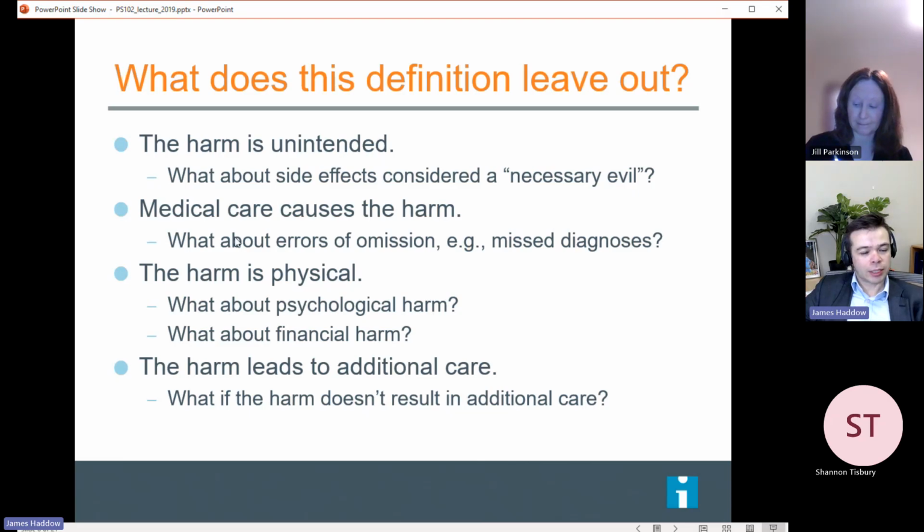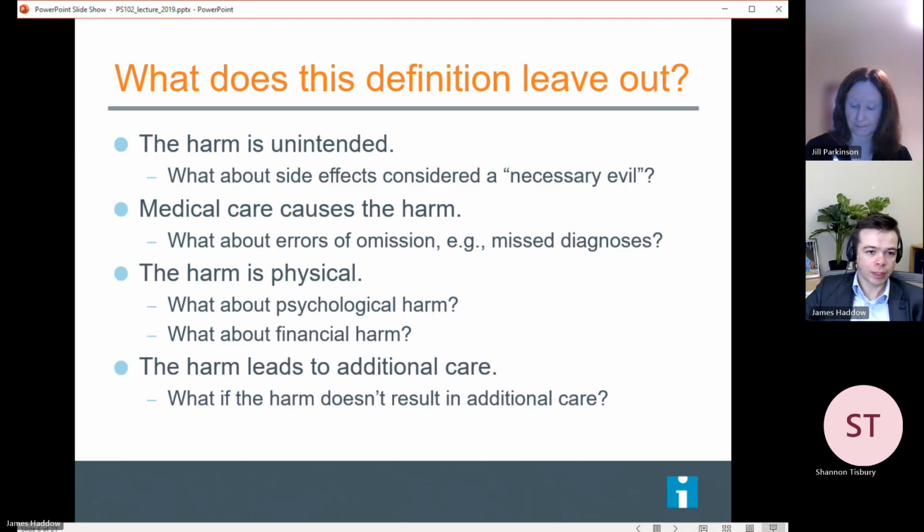The definition also talks about medical care causing the harm, but what about harm that's caused by a system? Where we don't provide care that we should, like we miss diagnoses, or patients' care is delayed to the point where they've come to harm. That is a harm that's caused by a system, but not actually a harm caused by giving medical care as such.